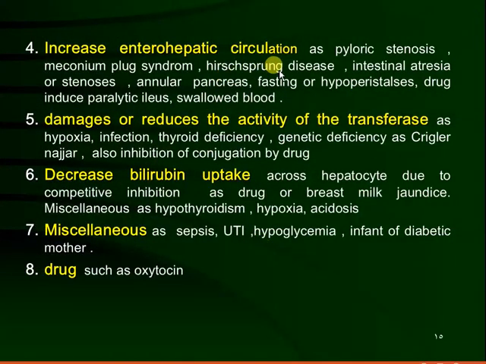Increase in enterohepatic circulation, as in cases of meconium plug syndrome, Hirschsprung disease, pyloric stenosis, and so on. Damage or reduce the activity of the enzyme uridine diphosphate glucuronosyltransferase, as in hypoxia, infection, thyroid deficiency, or genetic deficiency of this enzyme, as in Crigler-Najjar.